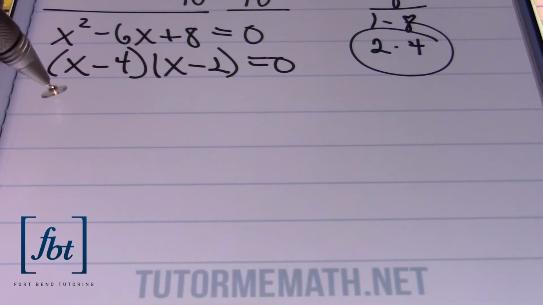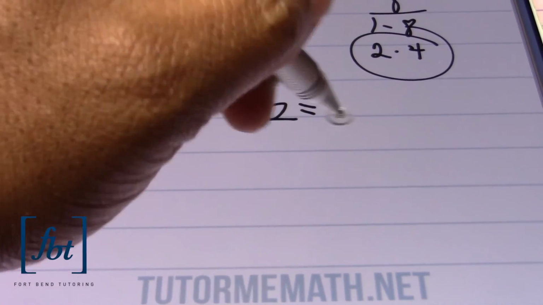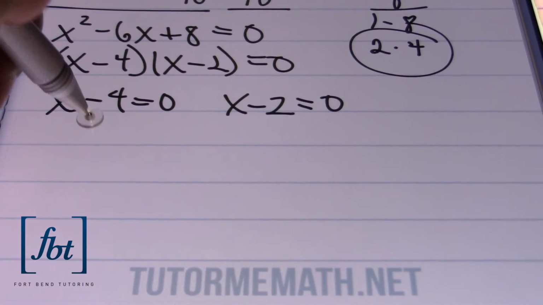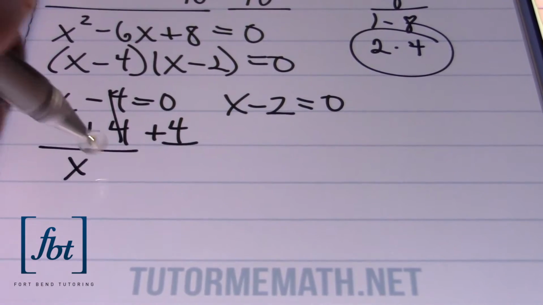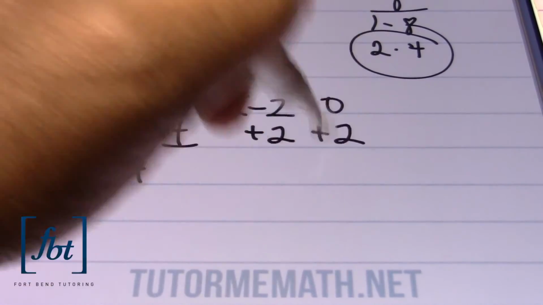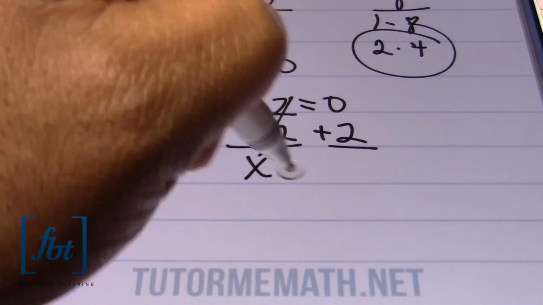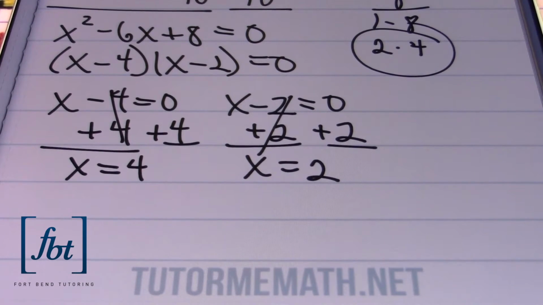So we'll have x minus 4 equal to 0. We'll have x minus 2 equal to 0. In solving for each one of our equations, we will be adding 4 to both sides of the equal sign. This gives us x equals 4, and adding 2 to both sides of our equal sign as well, we'll have x equals 2. So once again, these are potential solutions.